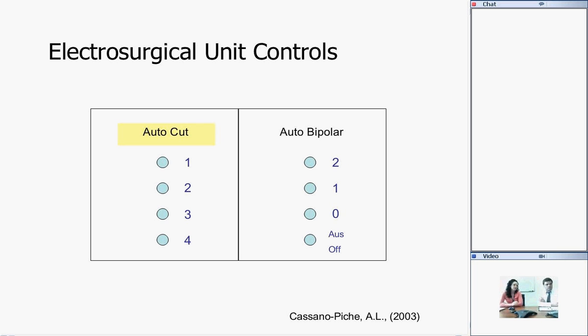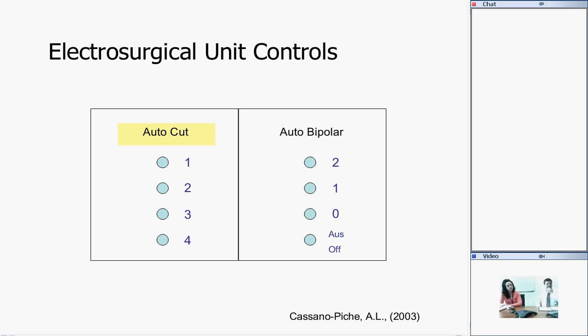On the left side, you have auto cut, which is 1, 2, 3, 4. What that does is basically provide the depth to which the electrical pulse would be going and cutting through the tissue. Then on the right-hand side, you have auto bipolar. What this means is that it provides a time delay to when that auto cut occurs.